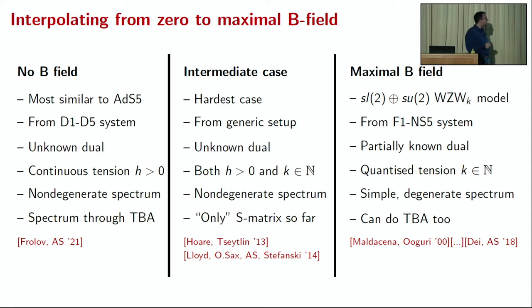You can get it from the forming, for instance, this side. But qualitatively, it's more similar to the case with no B field, in the sense that the spectrum is very non-degenerate, it's very involved, it's very non-algebraic. So far, in this case, we know only the S matrix. Even the dressing factors, we don't know.